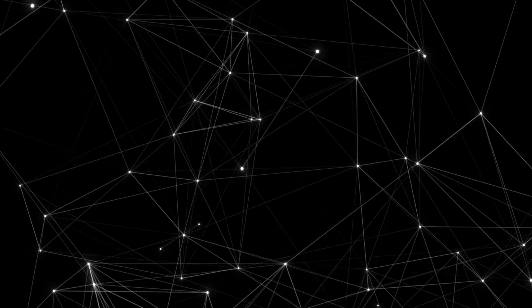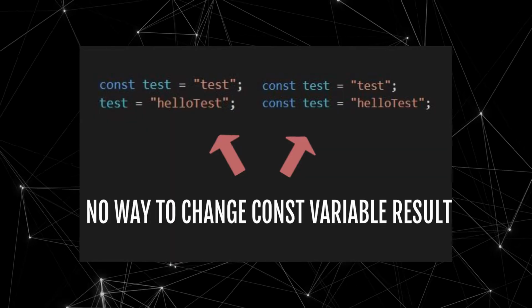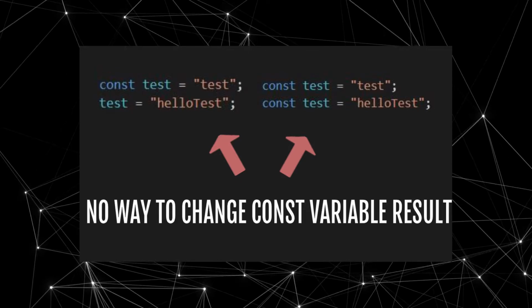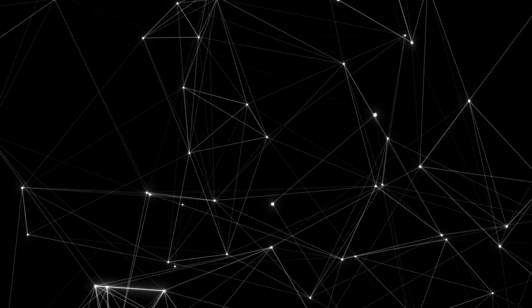Now let's talk about const variables. Const variables are variables that will not be able to be updated or redeclared, and just like let variables, they can be block scoped as well. So that covers what var, const, and let variables are.